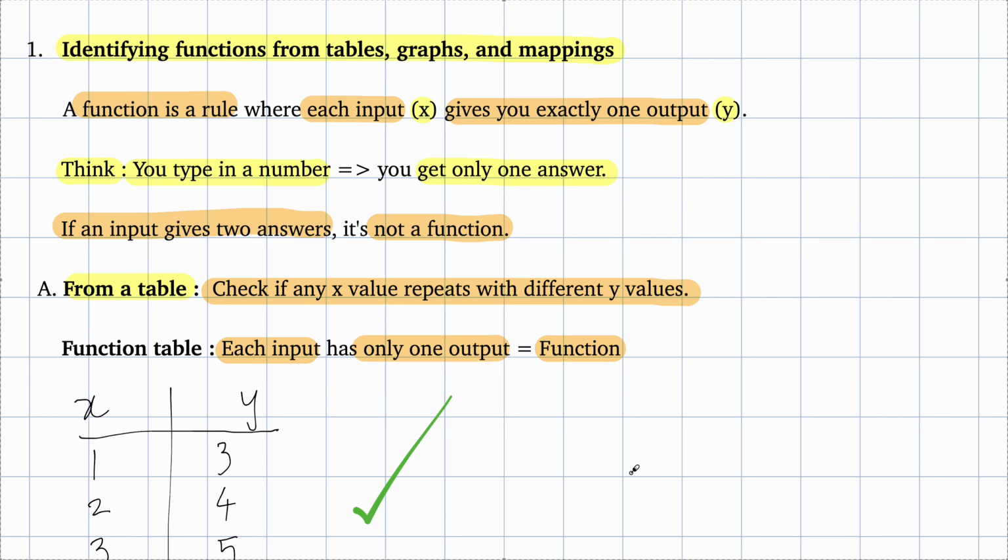This topic is super important because functions are like machines. You put something in and you get something out, but only one thing should come out for each input if it's a function. Let's break it down and make it super clear.